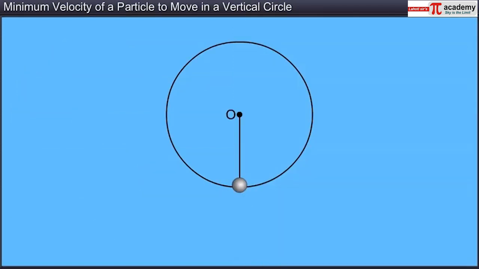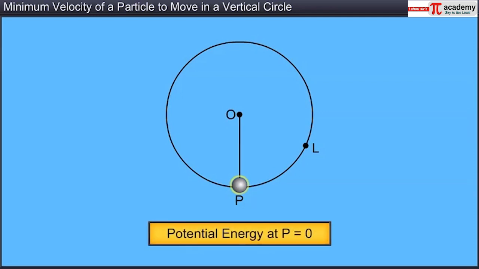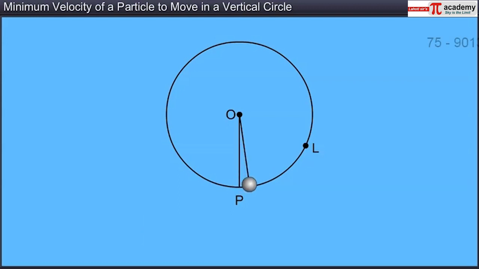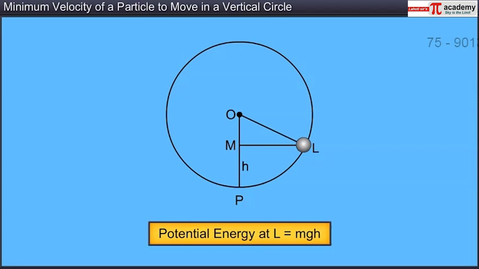Let us now compare the total energy of the particle at points P and L. When the particle is at P, the height of the particle is 0 along the circular path. So, its potential energy at this point is also 0. When the particle reaches point L, the height of the particle becomes h. Hence, the potential energy at this point is equal to mgh.